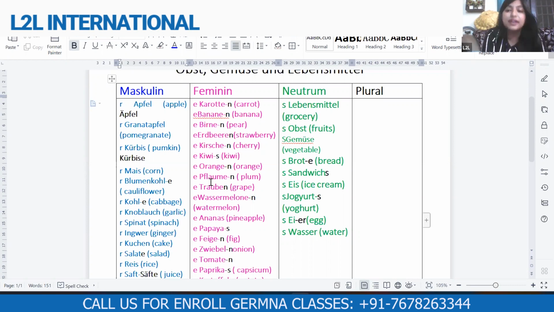Okay, then we have a word for corn. It is called maize, der Mais, and we don't have a plural for maize. It doesn't change. There is no plural for corn. There is nothing as such corns in German. It is always corn. Then we have cauliflower, and the word in German for cauliflower is Blumenkohl. The plural form of Blumenkohl is die Blumenkohle.